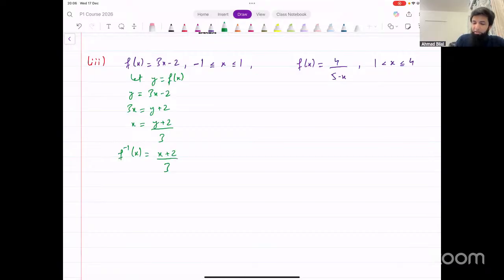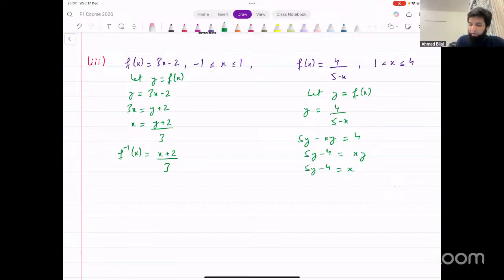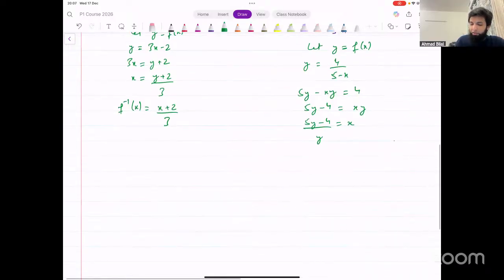And then similarly, you can find the inverse of the second part of the graph. Let y equals f of x, and that gives you y equal to 4 over 5 minus x. Multiply this on the other side, and that gives you 5y minus xy equals 4. So xy equals 5y minus 4. I can divide by y on the other side, and that will give me x equal to 5y minus 4 over y. So f inverse of x becomes 5x minus 4 over x for this part.